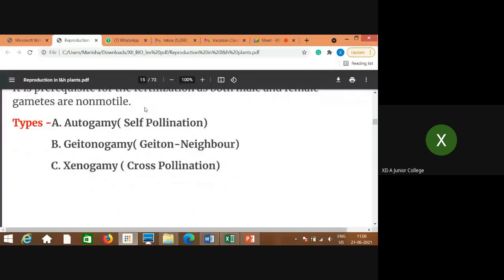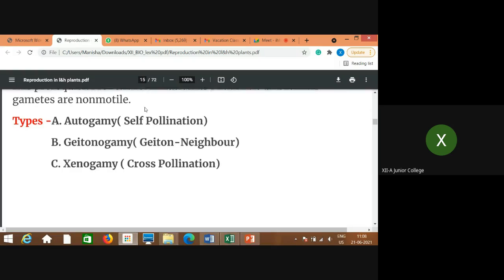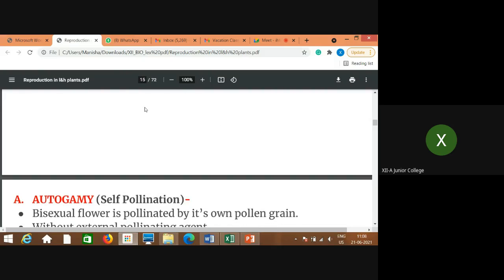The first is autogamy, second is geitonogamy, and the third is xenogamy. So what does it mean? Auto means self. So self-pollination means autogamy. Geiton means neighbor. So when these pollen grains are transferred from anthers to the stigma of the neighboring flower, then that is geitonogamy. But the plant is same here. And xenogamy, it's totally cross-pollination. That means plants are different. Two different plants are there. Okay. So these are the types.